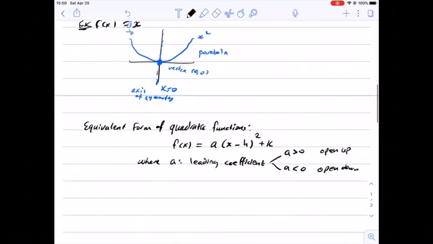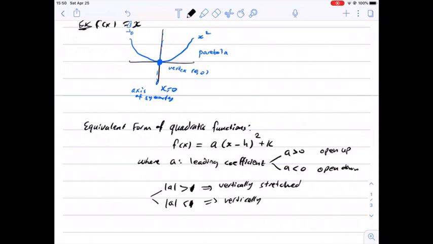And if the absolute value of a is greater than 1, then we have vertical stretching, or this is vertically stretched. And if the absolute value of a is less than 1, that means it's vertically shrunk. I mean, here it's wider, and here it's narrower.